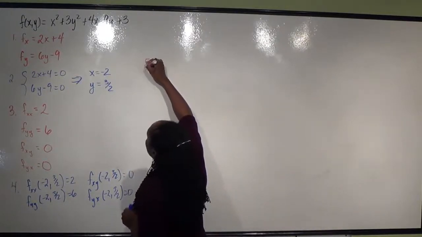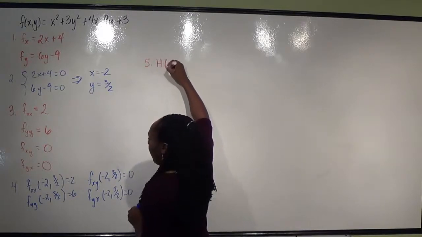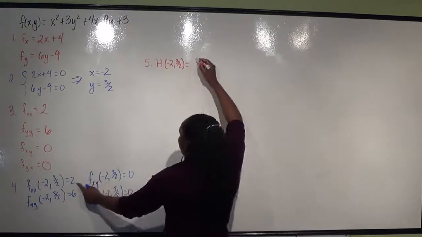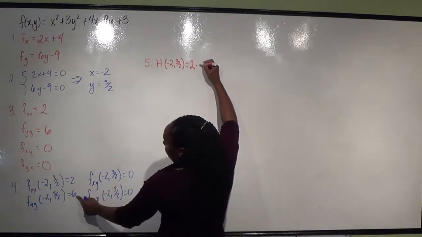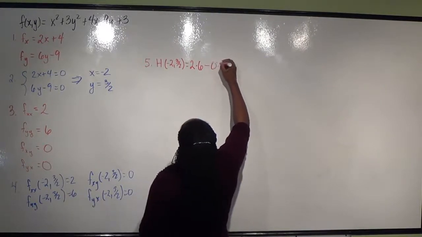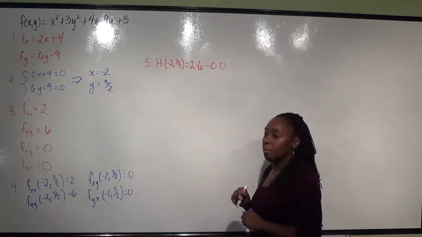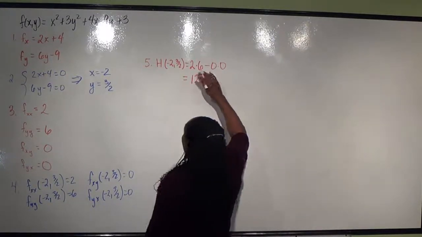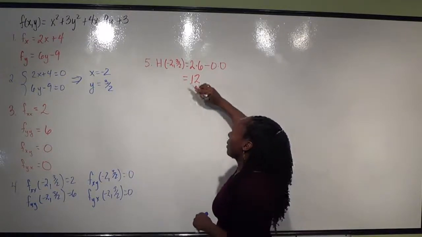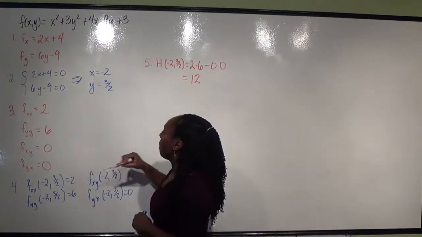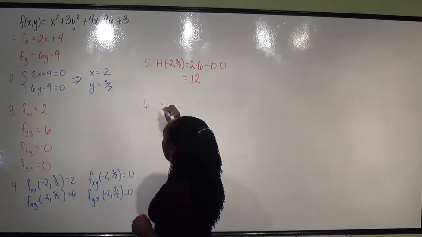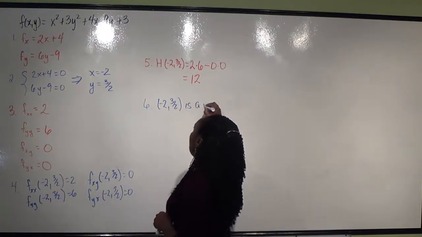So now looking at my Hessian, h at my critical value is going to be my fxx times my fyy minus my mixed partials multiplied together. And so here we can see that's 12. That is definitely greater than 0. So this being positive and this being positive gives me my solution, which says that (-2, 3/2) is a relative min.